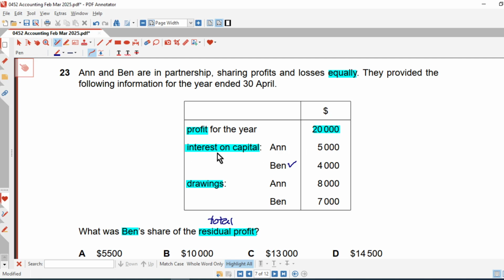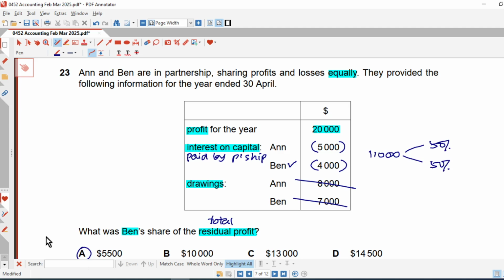Now, interest on capital is paid by the partnership to the partners. So this will reduce residual profit. Drawings have no effect, so we're gonna ignore them straight away. 20 minus 9, that's 11,000. So sharing equally, right? 50-50, that's 5,500. That is Ben's share of the residual profit.